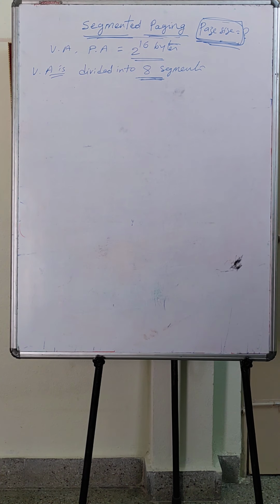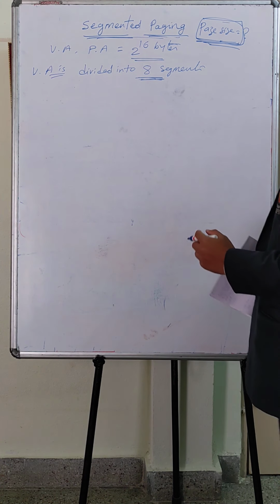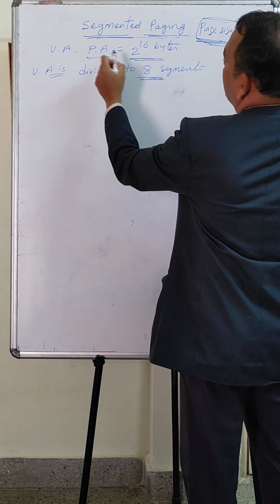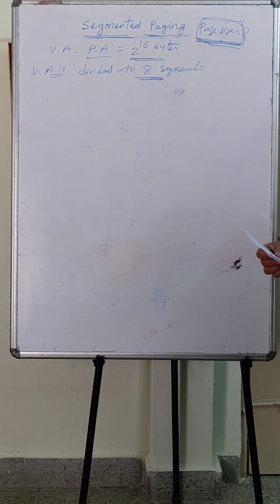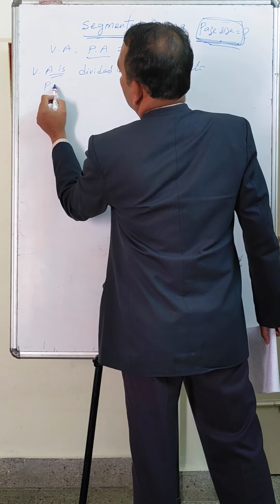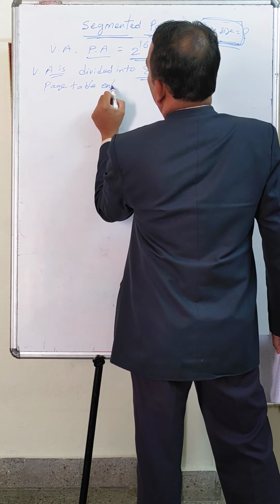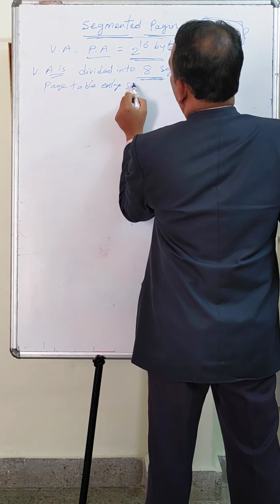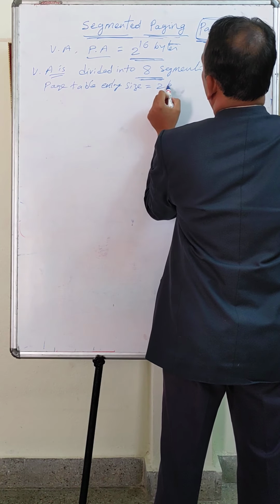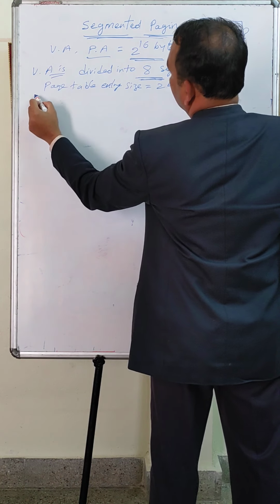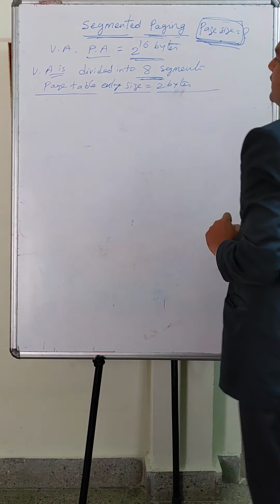Coming to the solution part. Virtual address is given as 2 power 16 bytes, physical address is 2 power 15 bytes. Now, the process is divided into 8 equal size segments. Page table entry size is equal to 2 bytes. This part is given in the problem.